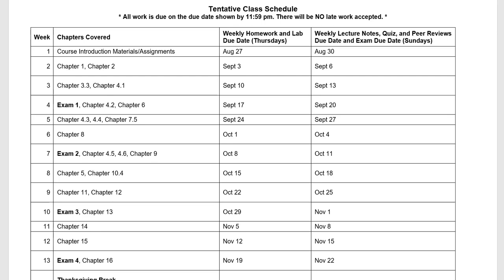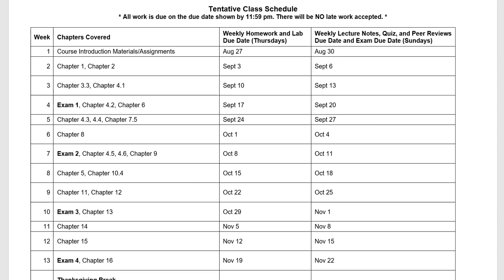Right, so here at the end of the syllabus, we're going to take a look at the tentative class schedule. I have an asterisk and bolded sentence here at the top. All work is due on the due date shown by 11:59 p.m. There will be no late work accepted.